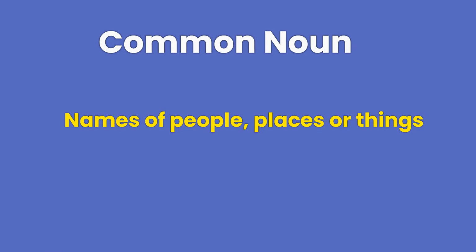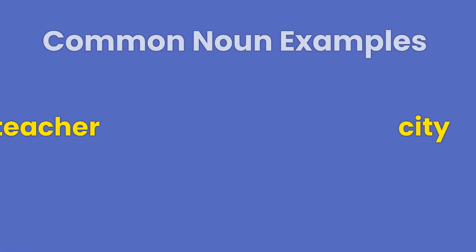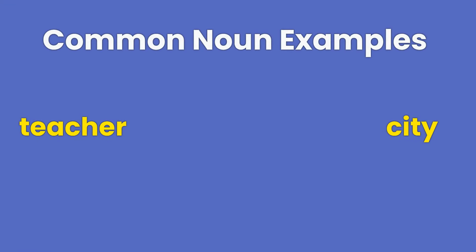The first type of noun is a common noun. Common nouns are general names for people, places, or things. For instance, teacher is a common noun that refers to anyone who teaches, whereas city is a common noun that refers to any urban area. These types of nouns are not capitalized unless they are at the beginning of a sentence.